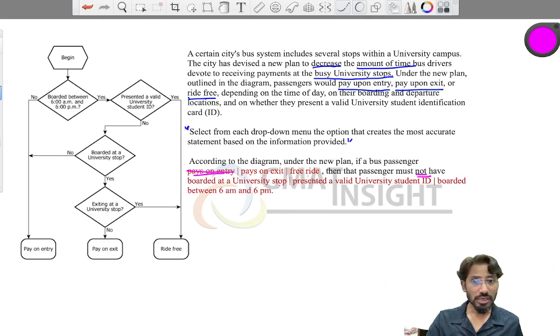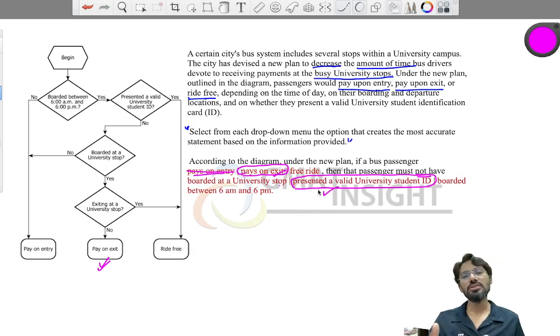Presented a valid student ID. If a bus passenger pays on exit, then the passenger must not have presented a valid student ID. Yes, certainly. We come to this only if the person is not showing a valid student ID, because only after this entire chart gets completed does it finish on pay on exit. So certainly if someone is paying on exit, then that person can definitely not have presented a valid student ID, and therefore my answer to this question will be these two aspects.